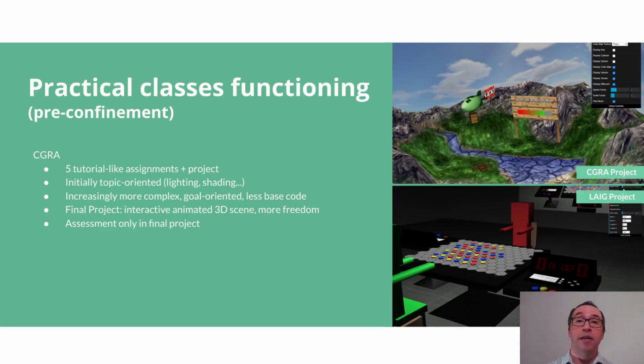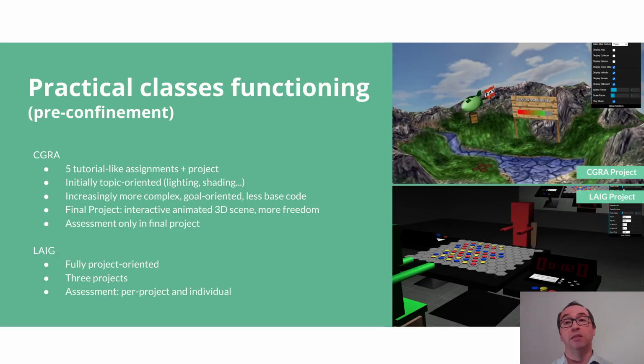Their practical assessment is focused on this final project. LAIG, on the other hand, is completely project-oriented, with 3 projects throughout the semester, the last of which consists of an interactive 3D board game that incorporates an AI component developed in logic programming courses. The assessment is done on a per-project basis as well as on an individual basis, in which students have to individually implement additional features over the group's code.